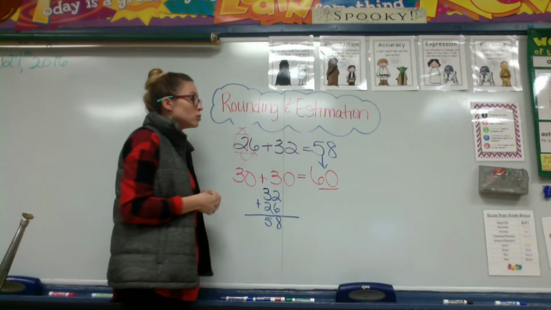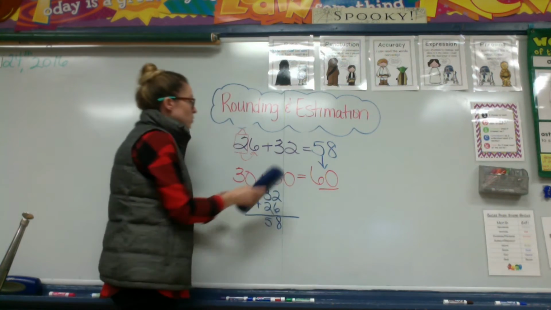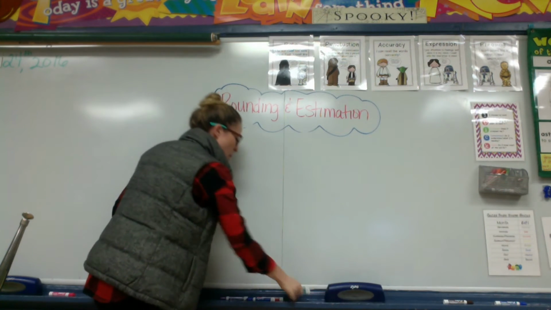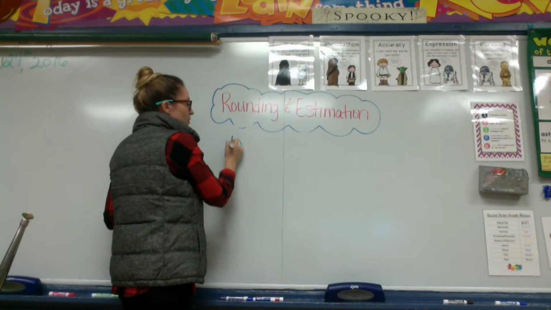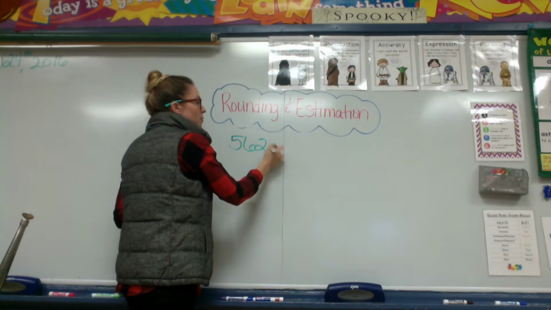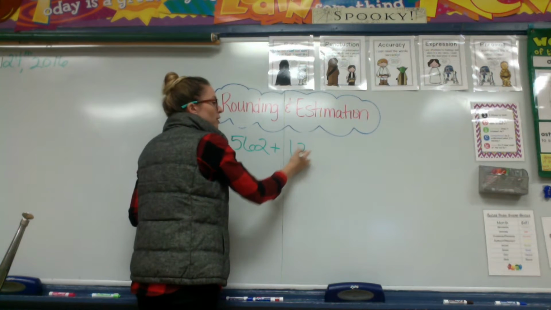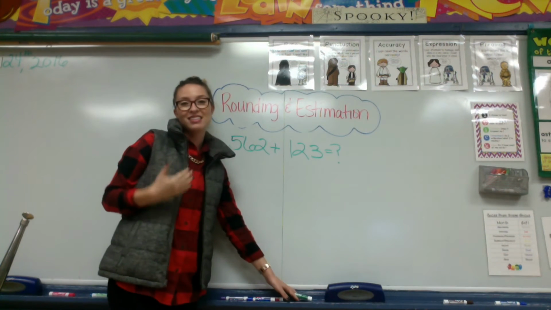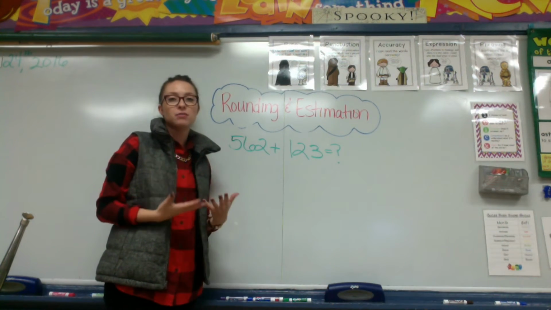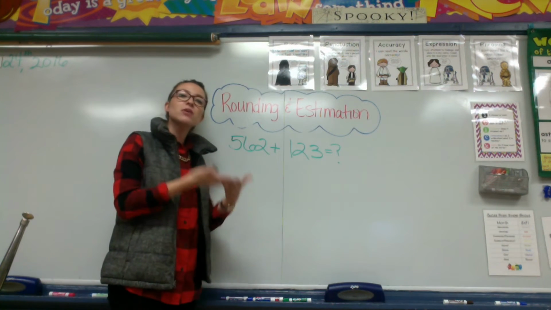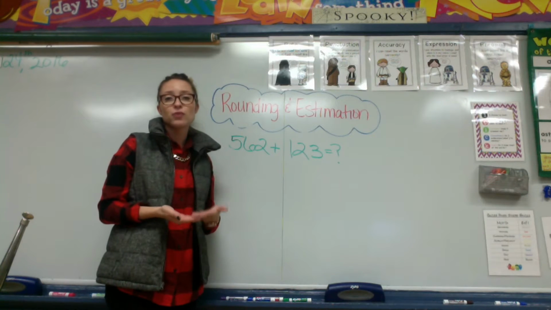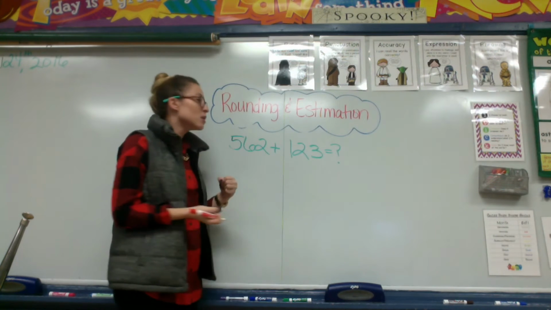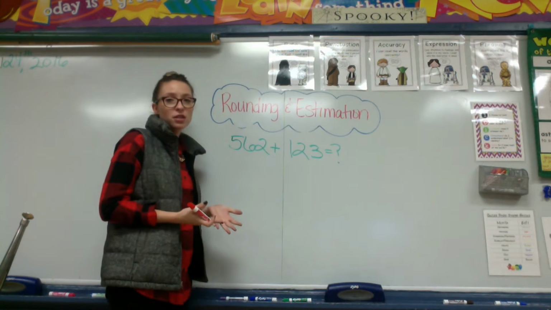Let's try another one using a 3-digit number. So let's try something like, how about 562 plus 123. Okay, again, we are not looking for an exact answer here. We are looking for an estimate. So when we are estimating sums or estimating differences, the very first step is to round. And again, you can go back to either the house strategy or you can go ahead and draw a number line to help you. So let's try 562 rounded to the nearest 100.